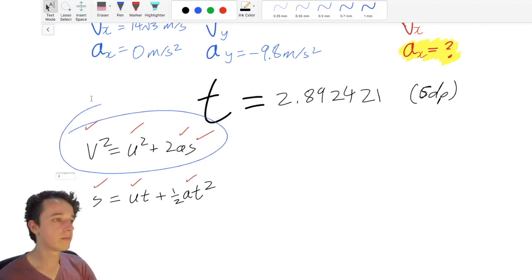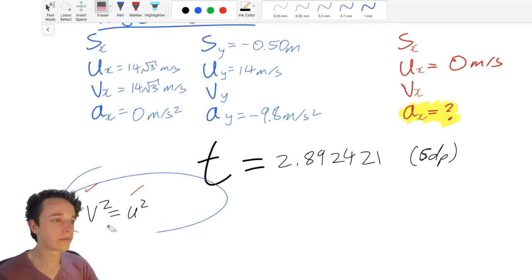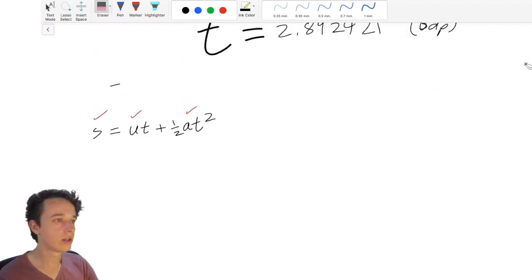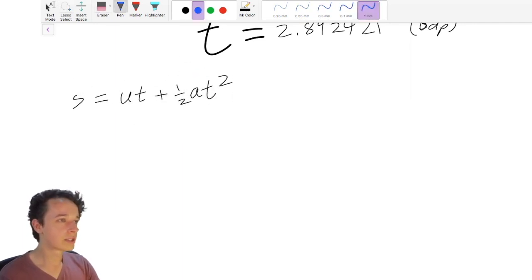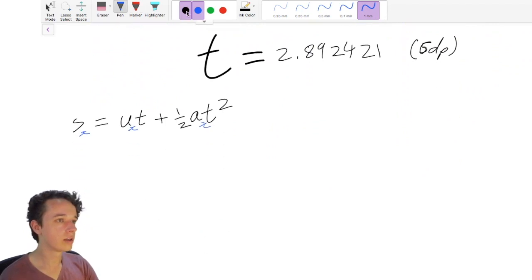Again, we'd run into this same annoying problem where if we substitute ax equals 0, it gets rid of all the useful stuff, and we're just left with v squared equals u squared. So we're not going to be using that equation. We're going to be using this equation. Again, this tends to be a particularly useful equation. All right, so this time we're considering the x component of the motion. And if we substitute in the values, we have an sx, which is the thing we are trying to find. So maybe I'll make that a little distinct. Sx is the thing we are trying to find.